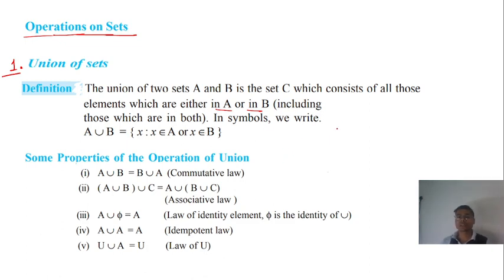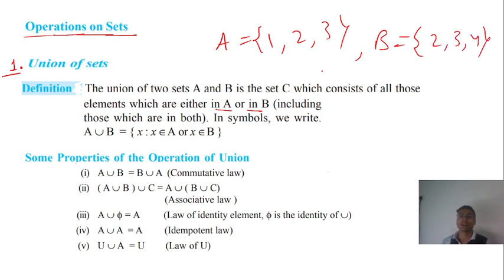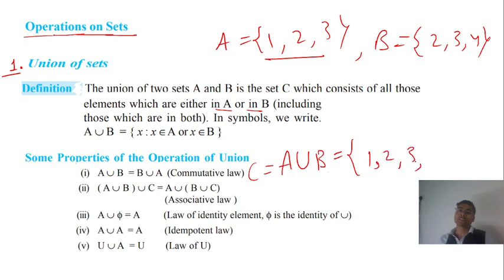For example, if set A is 1, 2, 3, and another set B is 2, 3, 4, and we have to write A union B. A union B is a set C that must contain elements of A or B. This means if I choose any element from set C, that element must be present either in set A or in set B. It may be present in both, but it must be in at least one. We write first the elements of set A and then the elements of set B. Since 2 and 3 are common, we don't write them again, we just write 4.